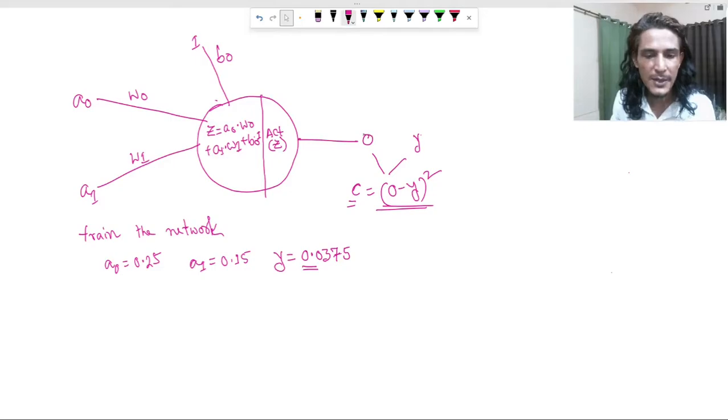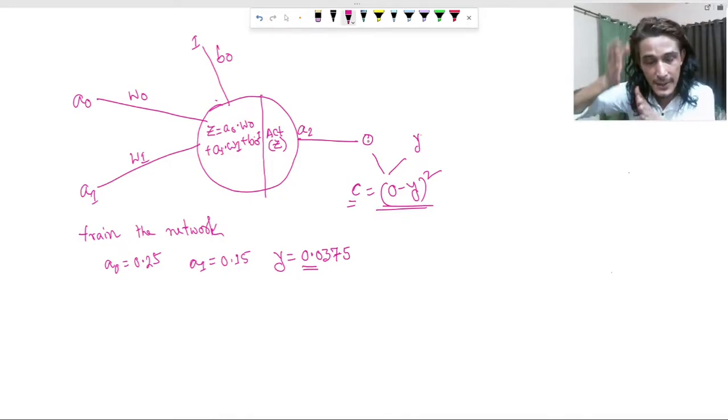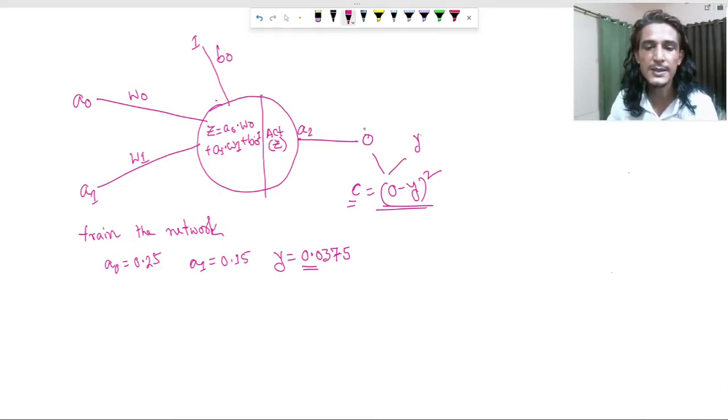Here I'm writing this O. In this specific example, O is the same as the output of this neuron, which let's call activation 2, say A2. A2 and O are the same in this case. But suppose you have a neural network with many neurons and many layers, then O will be considered as the output of the final layer, the last layer, which is considered the output of the neural network.